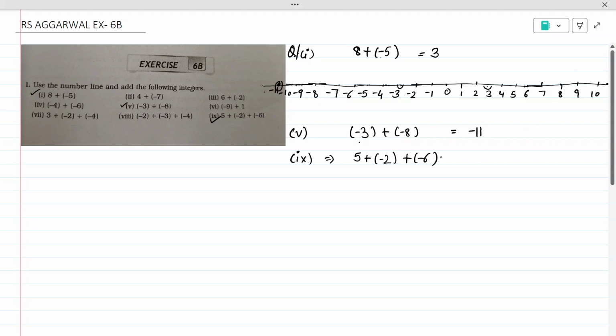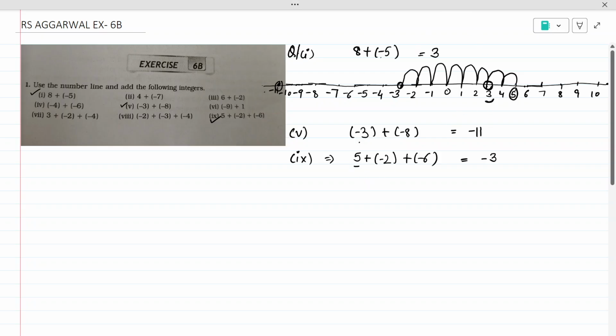Okay. Next, what we have is the starting point is 5. That means plus 5. So we are starting from here, and first we are taking 2 steps back. That means 1 step and 2 steps. So after taking 2 steps, we have reached 3. Okay. And now when we reach 3, again we are taking 6 steps backwards. So that means from here we are going 1, 2, 3, 4, 5, and 6. So we are reaching minus 3. We are reaching minus 3 here. This is the answer. So I hope you have understood.